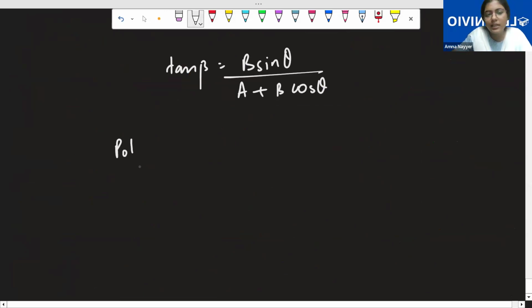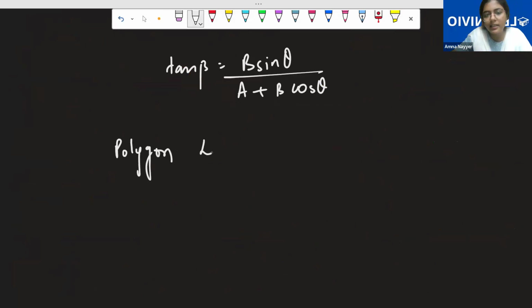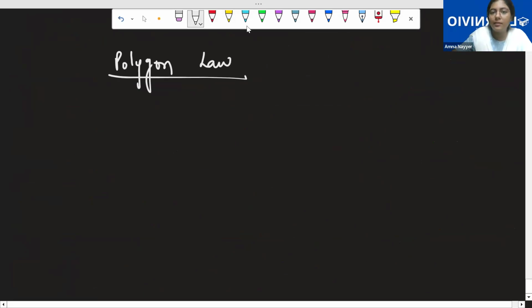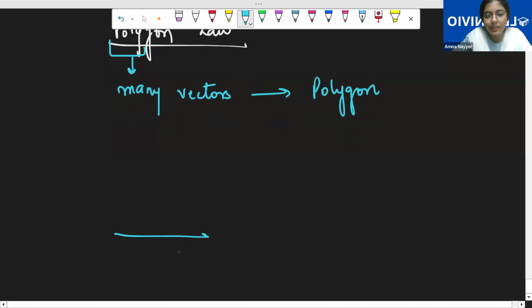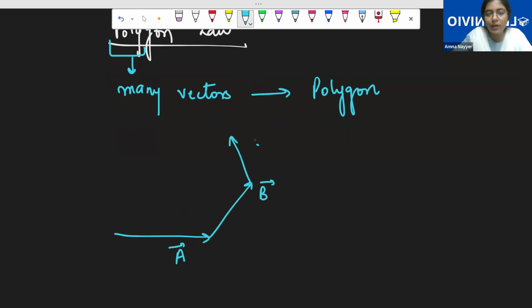Now, see, class, Polygon law is exactly the same. Again, the magnitude and all is the same. But see, poly means many. So many vectors are there and they look like a polygon, meaning various sides are there. So how will the resultant be given? Let's say this is one vector A, this is one vector B, this is one vector C, this is one vector D, this is one vector E.